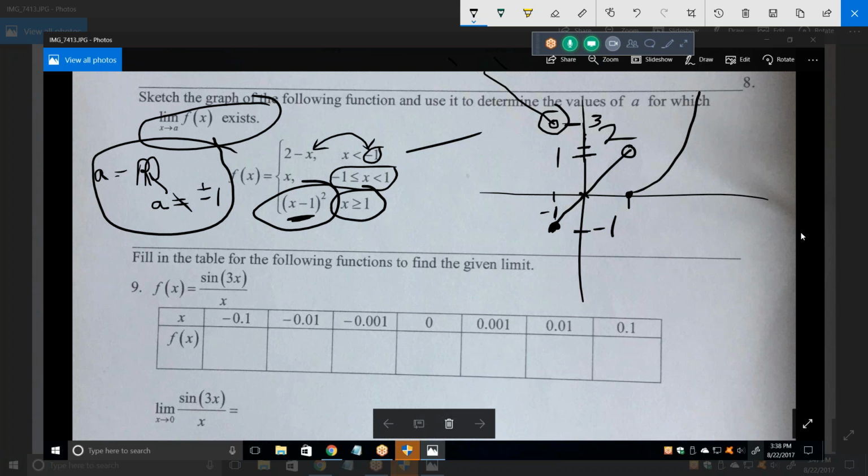It's similar to domain questions. When you say what's the domain of a function, you're really not saying what values can x have. You're really saying what values can x not have. Well, in this question, a can be any number. The limit exists at all numbers except minus 1, in other words, except that number and that number. Those are the only two values of a where the limit is not the same from the left and the right. And that's the key.